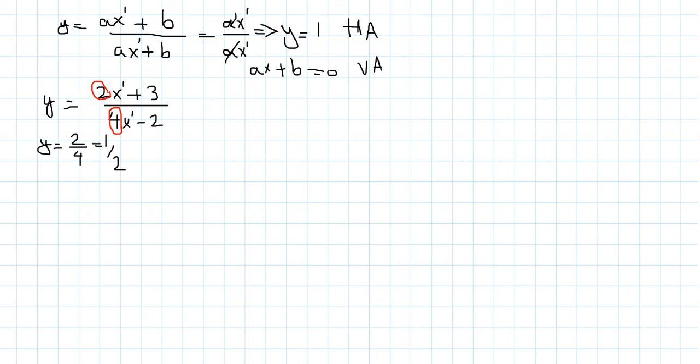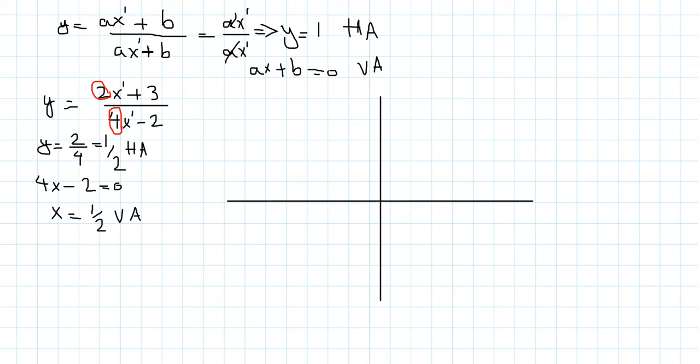So y equals 1 over 2 is my horizontal asymptote, and where the denominator is equal to 0 is my vertical asymptote. So easily x equals 1 over 2 is the vertical asymptote. Now I can draw it, and I know the graph here is positive, x's are positive, it is 1 over x. It should be like this.